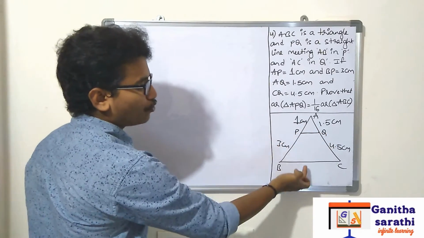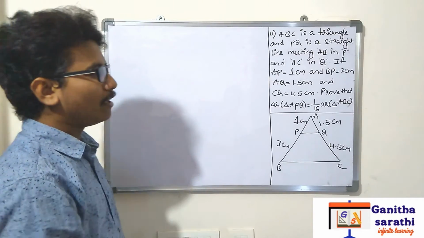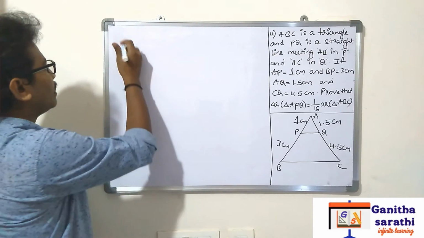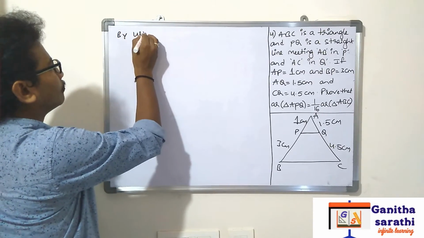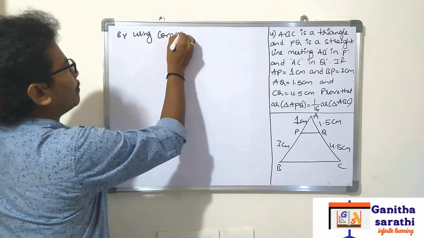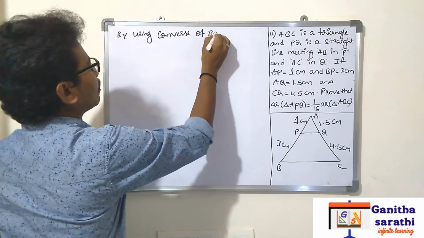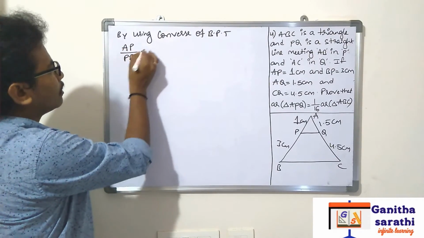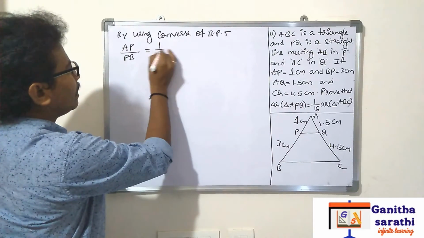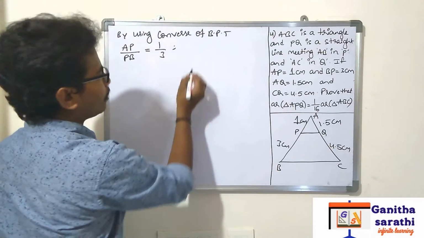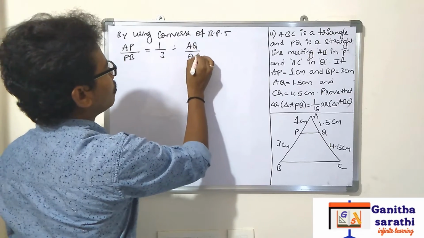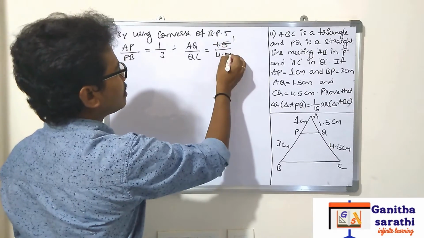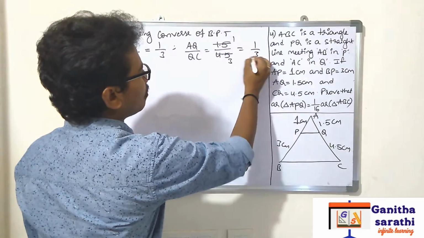What is that line? PQ should be parallel to BC. When will it be parallel? When the two sides are in the same ratio, meaning the proportion should be the same. So see here, by using the converse of BPT, first find the proportion of sides. AP by PB, what is the value? 1 by 3. And AQ by QC. AQ by QC is equal to 1.5 by 4.5. Cancel this. 1.5 ones are 1.5, threes are 4.5. It is also 1 by 3.